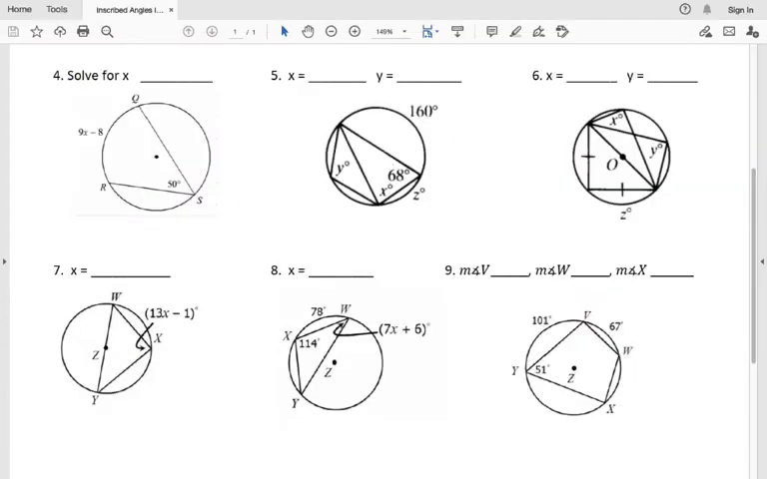Okay, on this next example, again, an inscribed angle because its vertex lies on the circle. If this angle is 50, the arc measure is going to be twice as big, so it'll be 100. And now I can solve that equation. 9x minus 8 equals 100. So 9x equals 108, which makes x equal to 12.